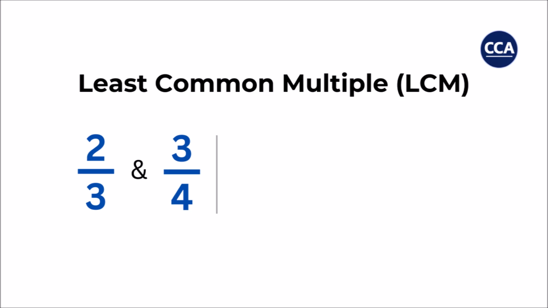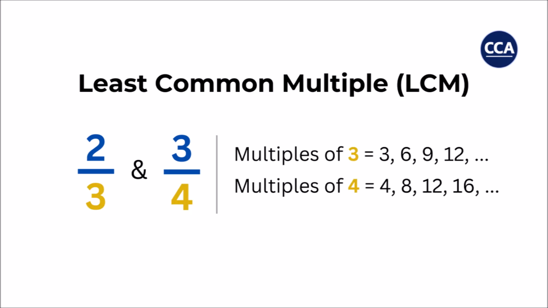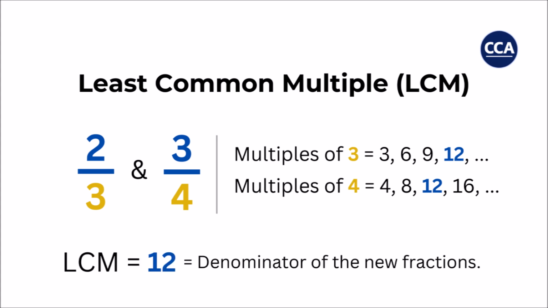First, write the multiples of the denominators. Multiples of 3 are 3, 6, 9, 12. Multiples of 4 are 4, 8, 12, 16. The smallest number that appears in both lists is 12. So the LCM is 12, and that will be the denominator of our new fractions.